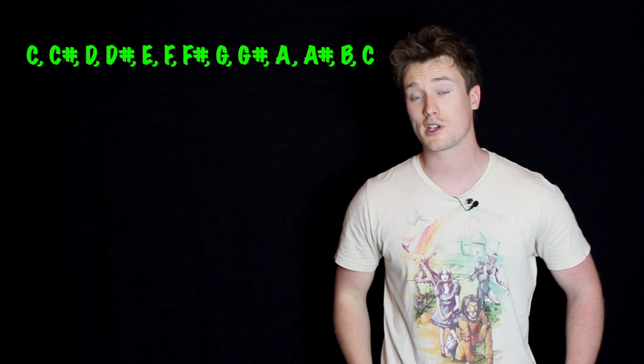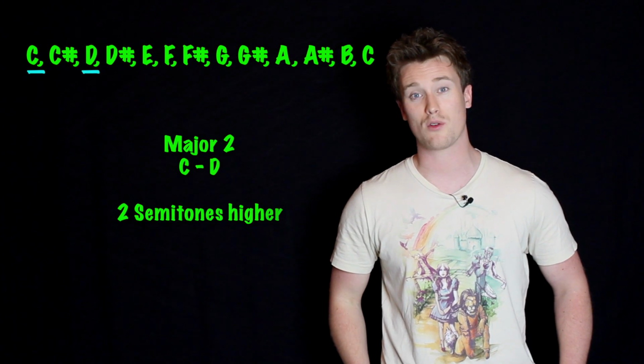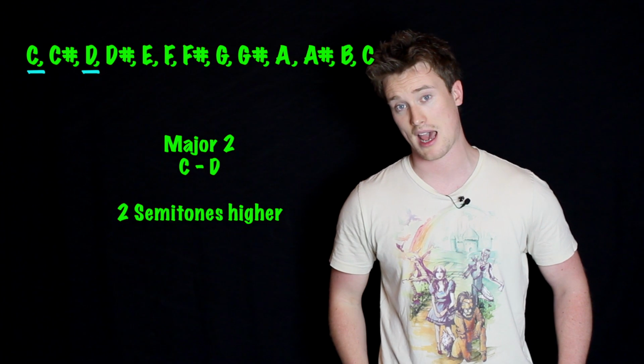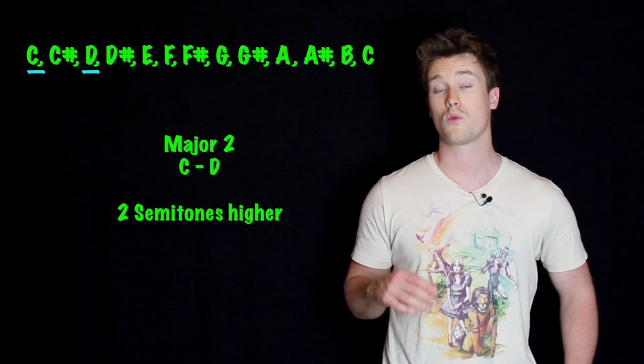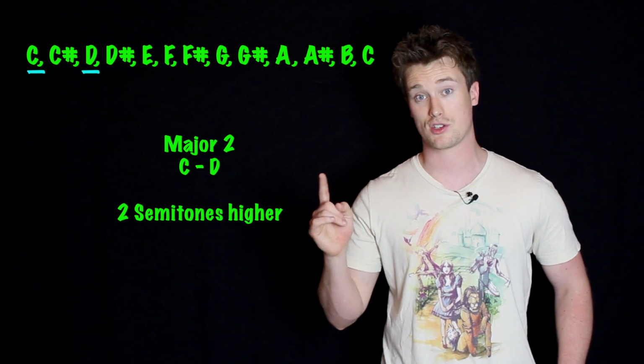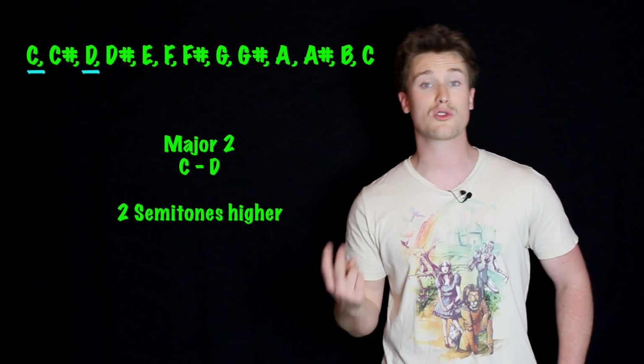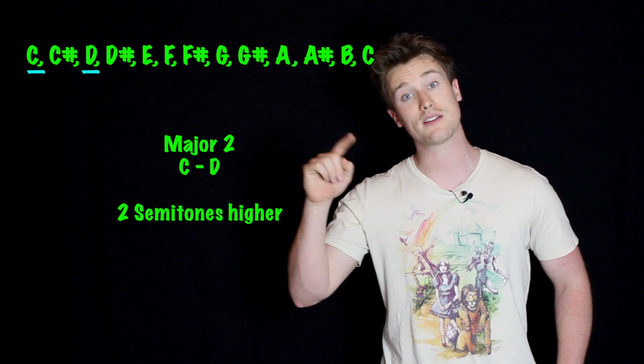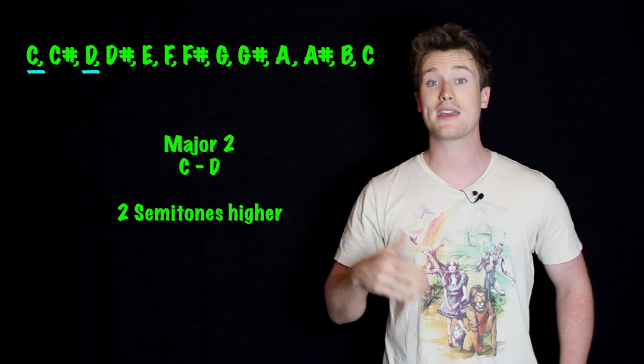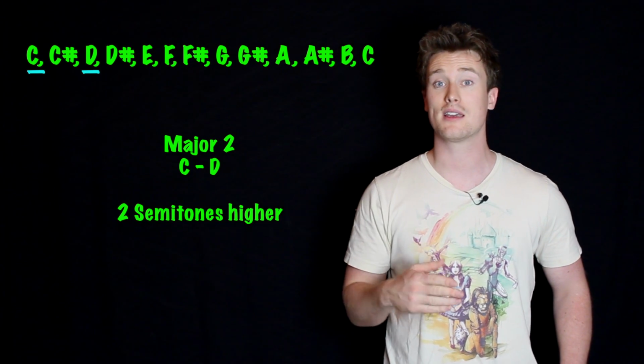Now the next interval we're going to look at is a major second. All that this is is two semitones up. So a minor second was one semitone up, C to C sharp. Major second is two semitones, so you move up again from C sharp to D. So a major second up from C is going to be D.